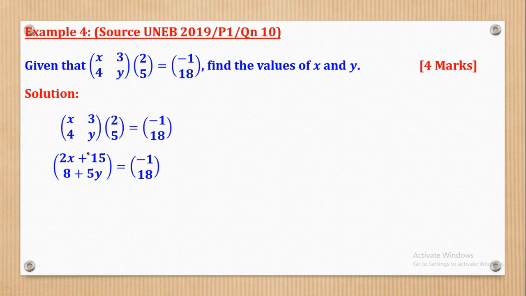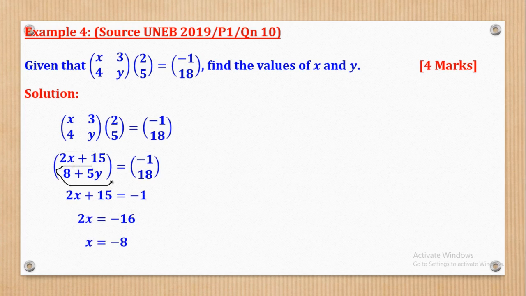Now that you have done that, we use equality of two matrices. Therefore, the value of 2x plus 15 will be equal to negative 1, which gives you this step. When I simplify, I come up with 2x equal to negative 16. Therefore, x will be equal to negative 8.